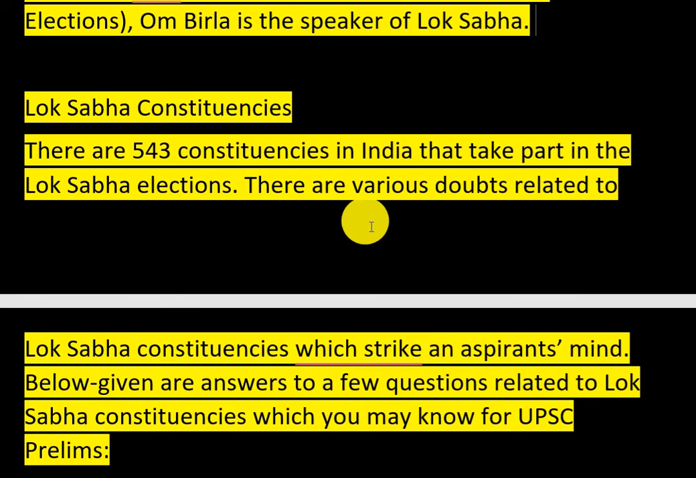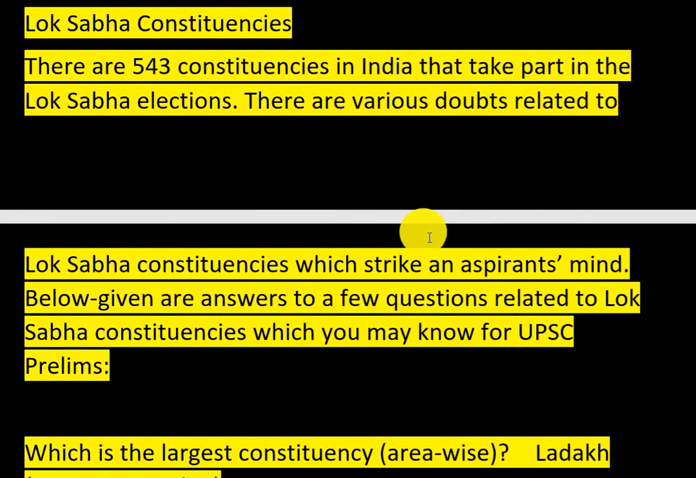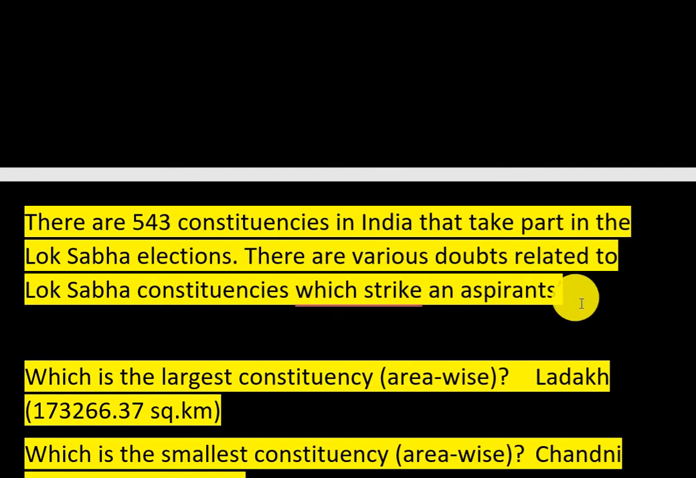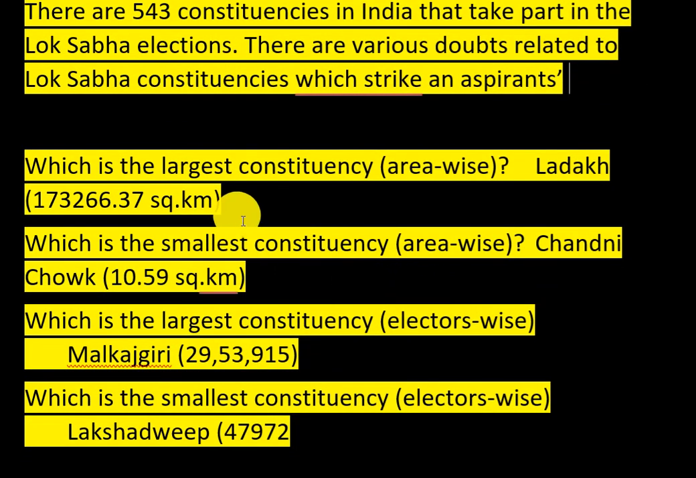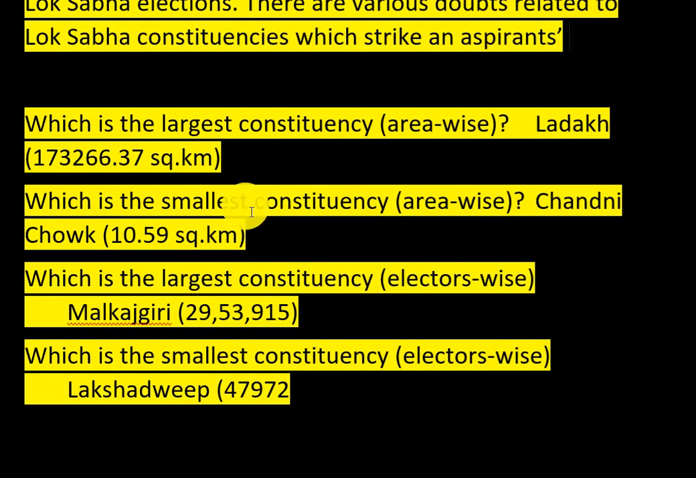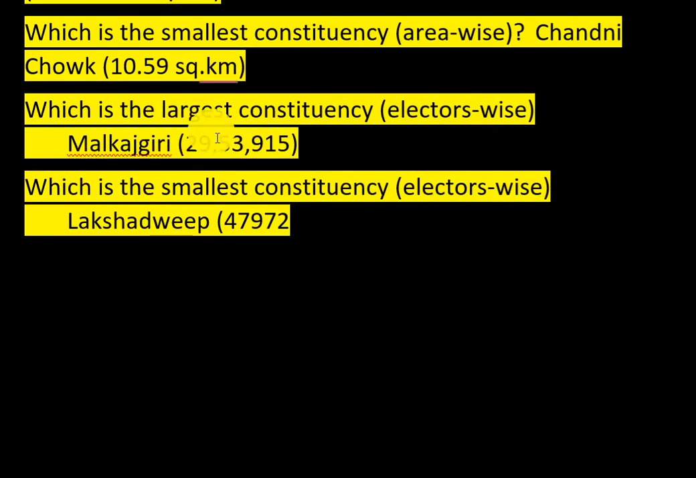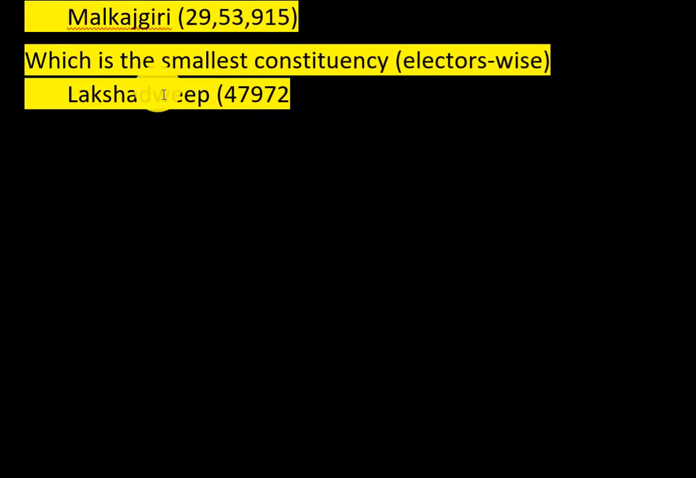Lok Sabha constituencies: there are 543 constituencies in India that take part in the Lok Sabha elections. There are various doubts related to Lok Sabha constituencies which strike the aspirant's mind. Given below are the answers for UPSC prelims and mains. Which is the largest constituency? Ladakh is the largest constituency. Which is the smallest constituency? Chandni Chowk is the smallest. Which is the largest constituency electorate-wise? Malkajgiri. Which is the smallest constituency electorate-wise? Lakshadweep.